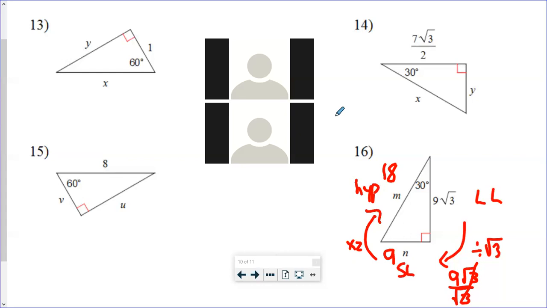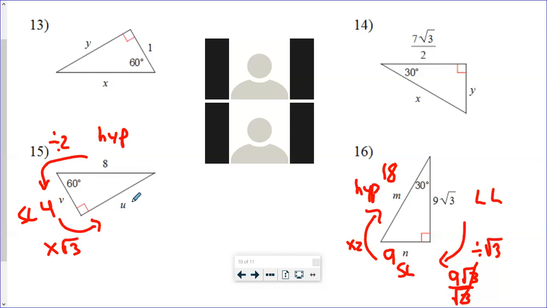Yeah. So since it's the hypotenuse, I could divide 8 by 2 to get the short leg, which would be 4. And then multiply that by the square root of 3, which would be 4 square root of 3. Excellent. You guys are on fire.